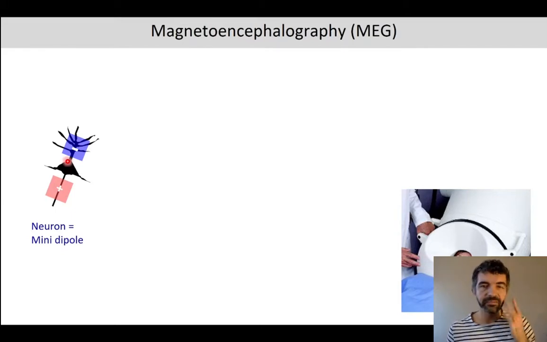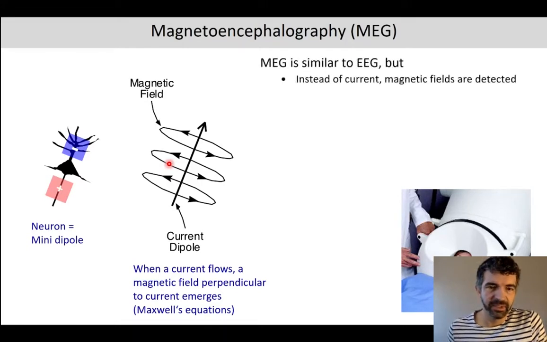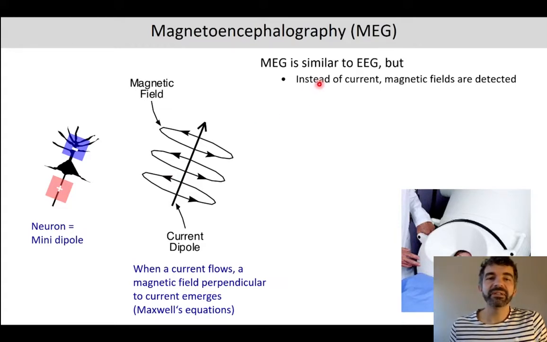And you might remember this from physics class in school. Whenever you have some current that is running along one axis, you also automatically induce a magnetic field. This is perpendicular to the current that emerges, which is the Maxwell equation. So instead of current, MEG uses the magnetic field that is induced by such dipoles.